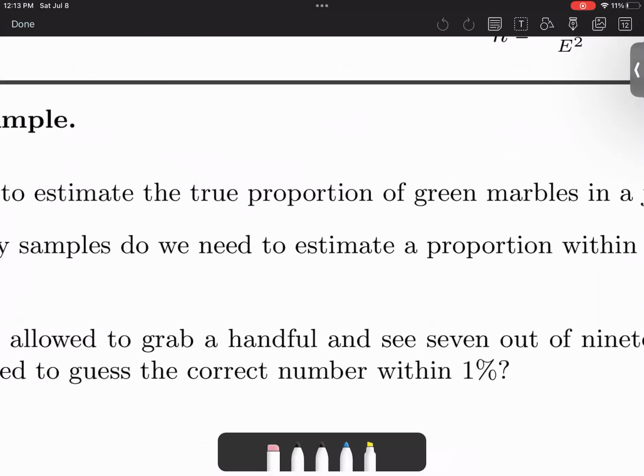that n, the number or the size of your sample size, has to be your sample proportion times 1 minus your sample proportion times a z-value squared, divided by the square of your margin of error.